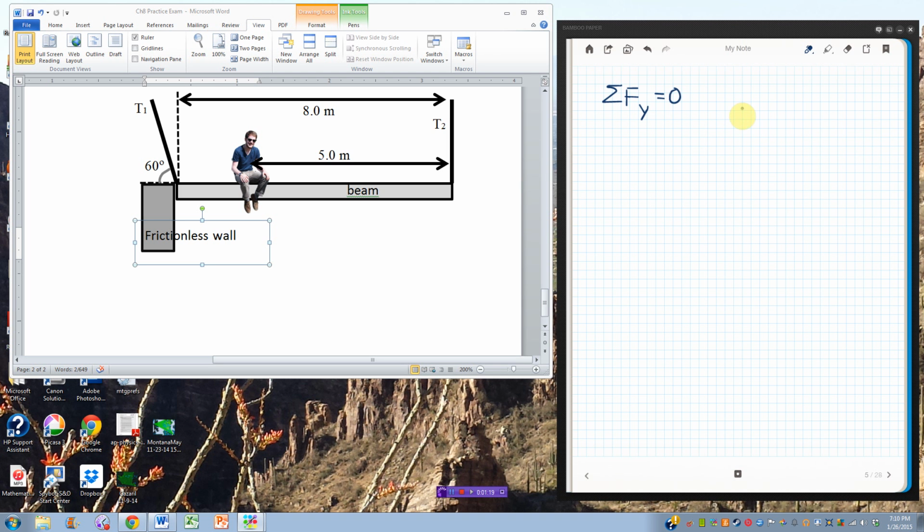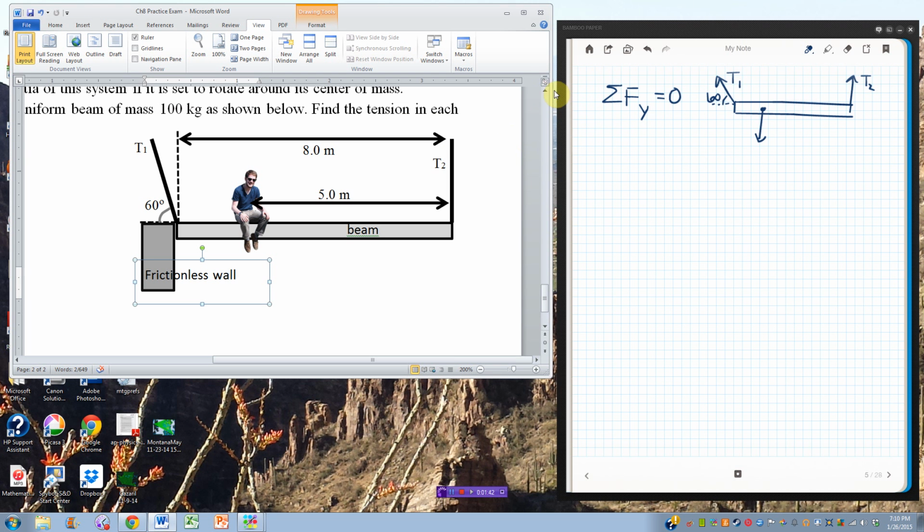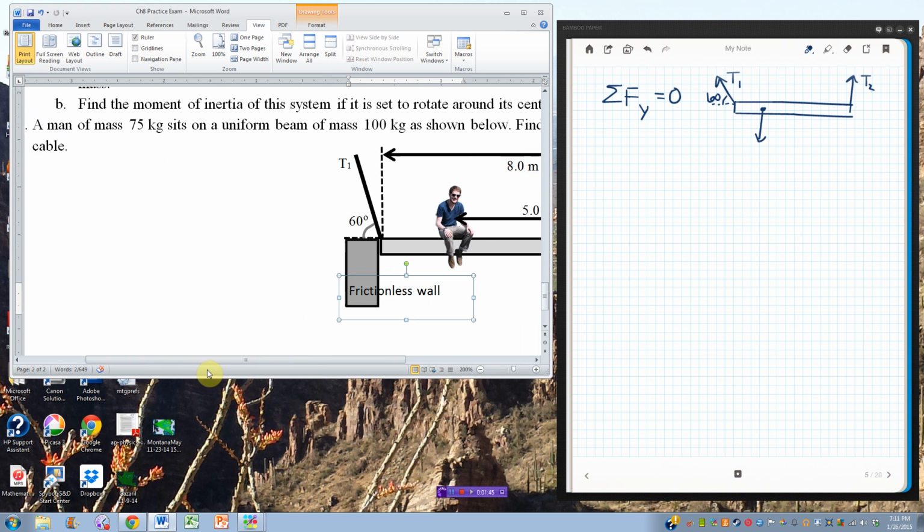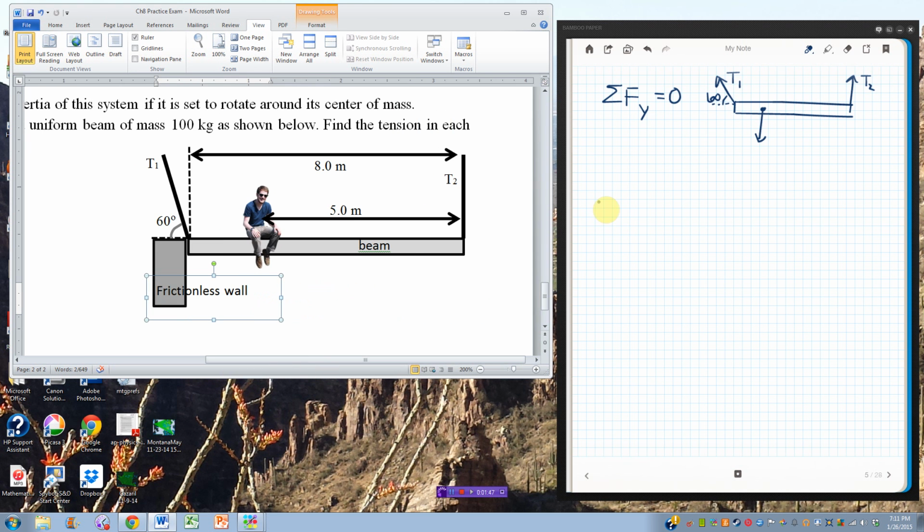So, if I were to draw a free body diagram of this bar, what I've got on it is T1 like this, and it's making an angle of 60 degrees. T2 is straight up. I've got this dude, his weight pulling down on it. He has a mass of 75. So his weight is 75 times 9.8, 735 newtons.